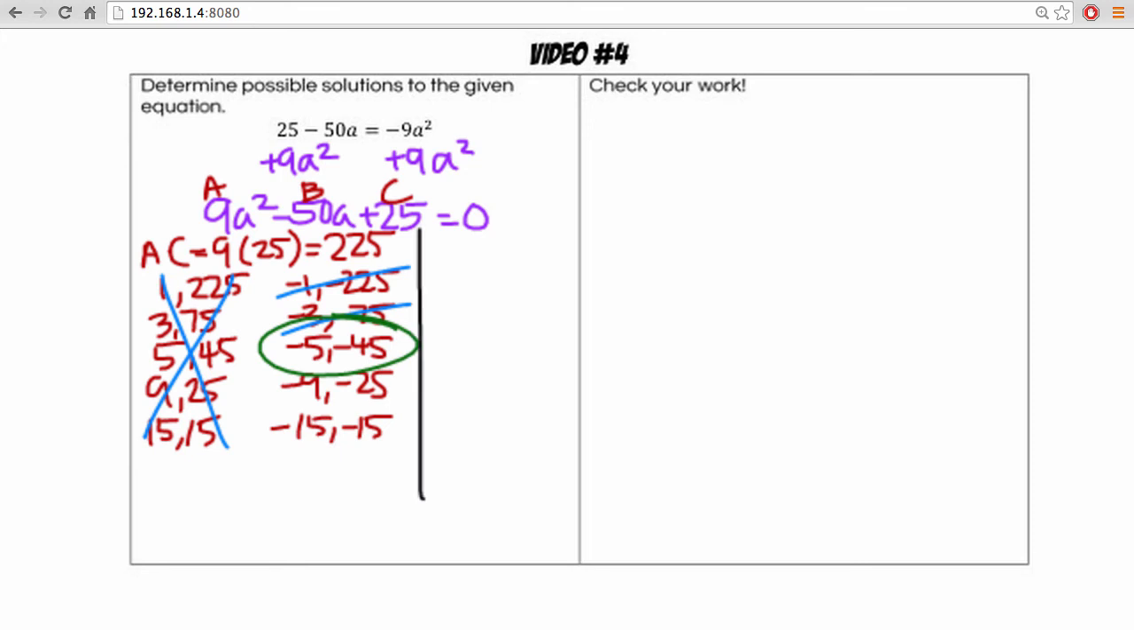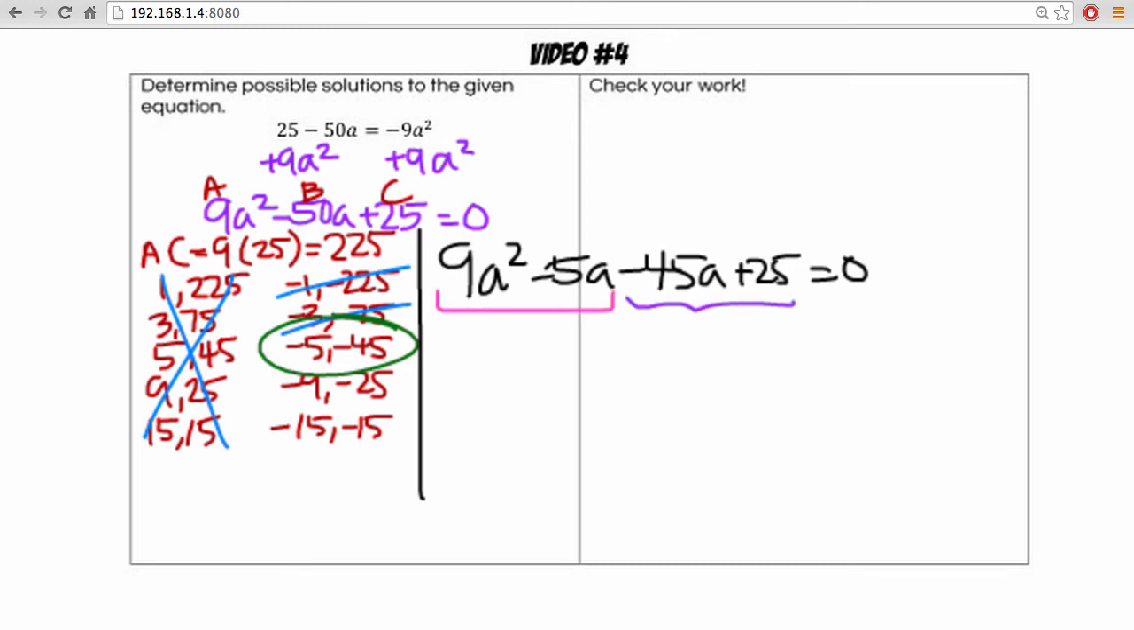let us factor. We have 9a squared minus 5a minus 45a plus 25 equals 0. Now, the left two terms we will factor, and the right two terms we will factor. On the left, they have an a in common, so we get a times 9a minus 5. And on the right, we have a negative 5 in common. When we factor out a negative 5, we get 9a minus 5. And this is still equal to 0.